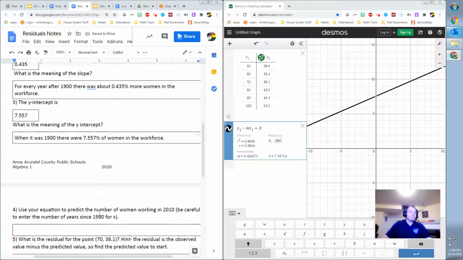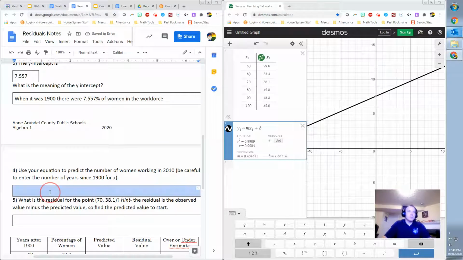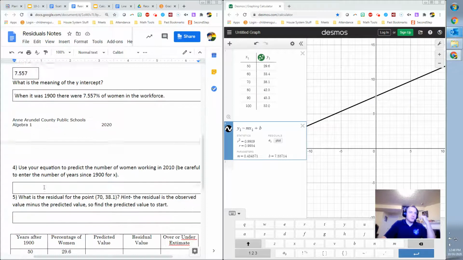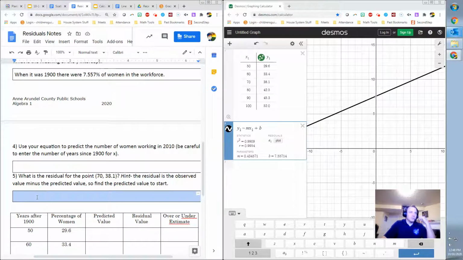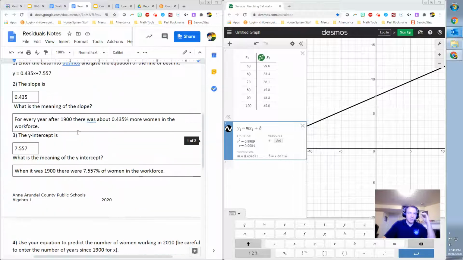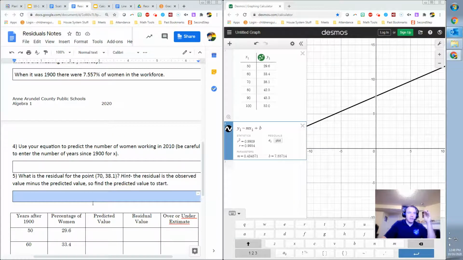All right. You continue on, use your equation to predict the number of women working in 2010. Be careful then to number as years since 1900, in which case it would be 110. So you use 110 for x, and you would substitute into the equation. What's the residual point? Now this is where we get to the residual part. So this all kind of has been a review up to here, and now we're looking at residuals.